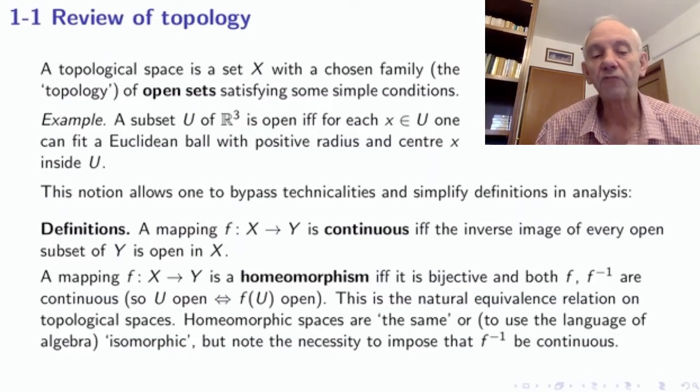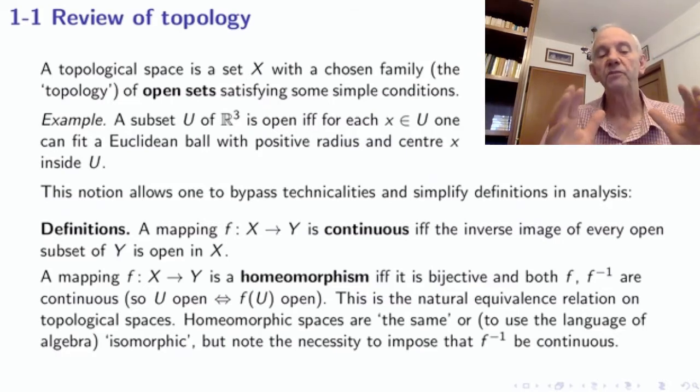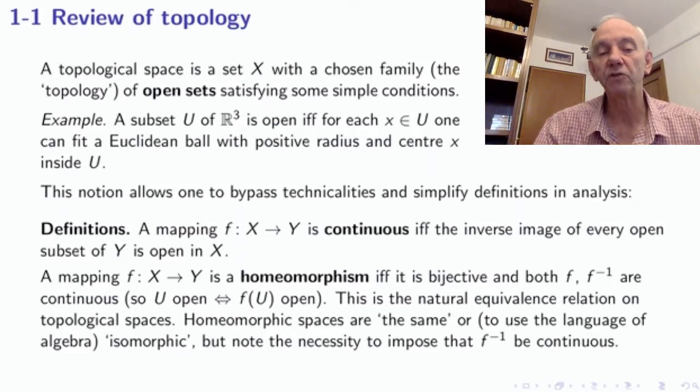So it's a good idea to try and think up examples. For example, try and write down a homeomorphism from the real line to itself that's not the identity mapping. It turns out you could even find a homeomorphism between the open interval 0, 1, open on both sides, to the whole real numbers, because those two spaces are homeomorphic.